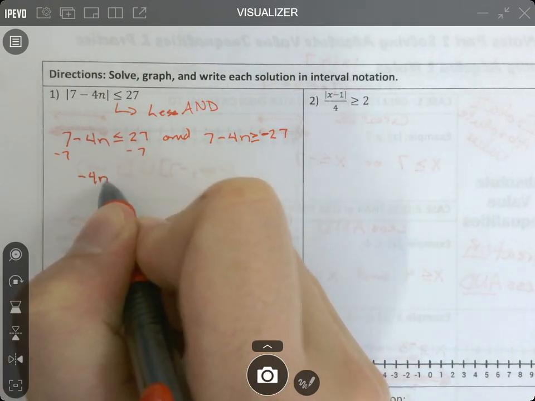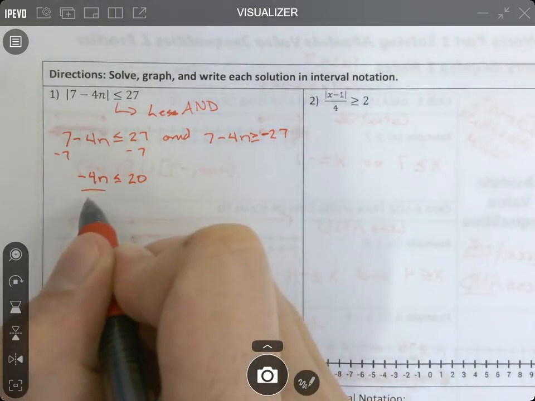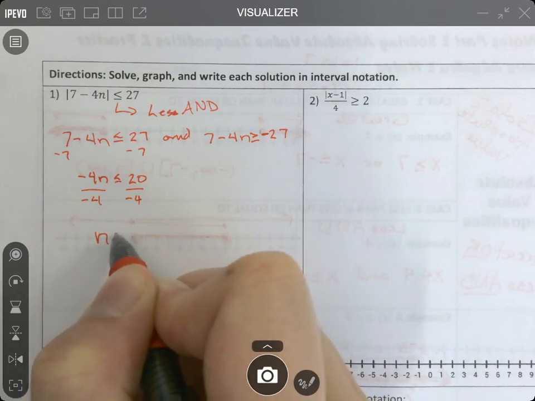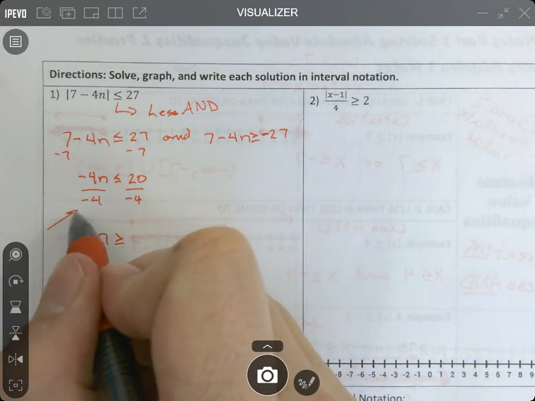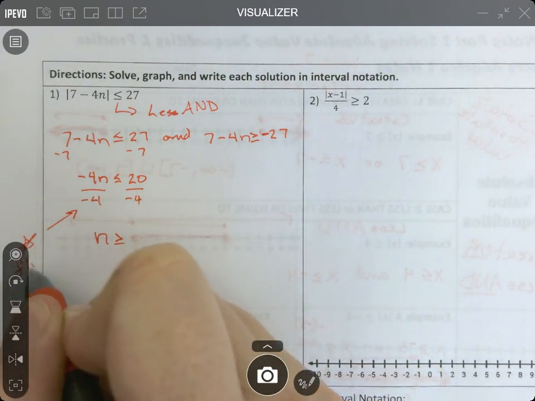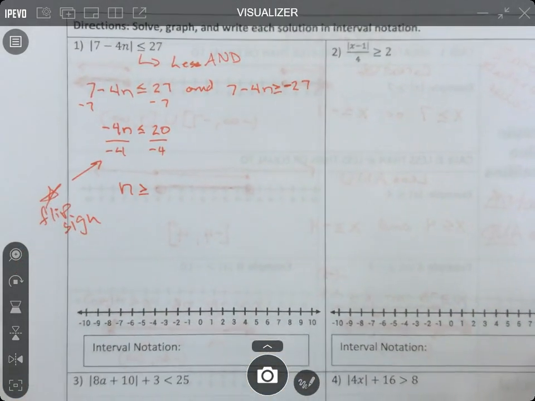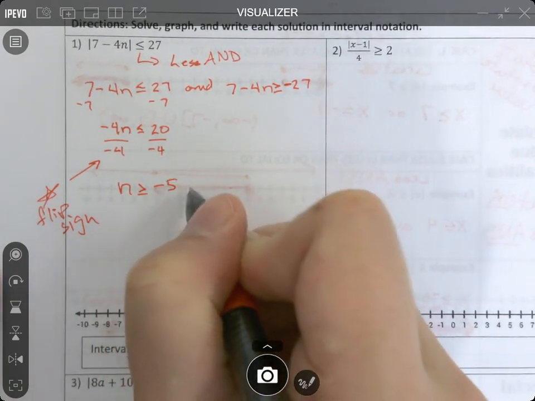Negative 4n is less than or equal to positive 20. And hey guys, I'm dividing by a negative. What needs to happen? Flip your sign. Okay. Just going to write a little note. Flip sign. Okay. N is greater than or equal to negative 5.